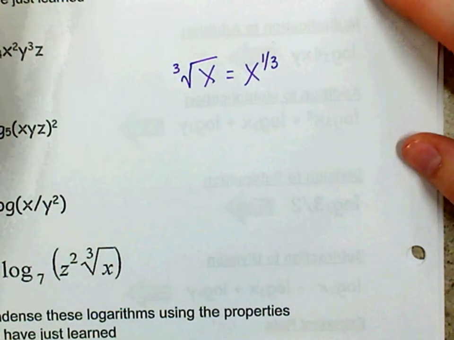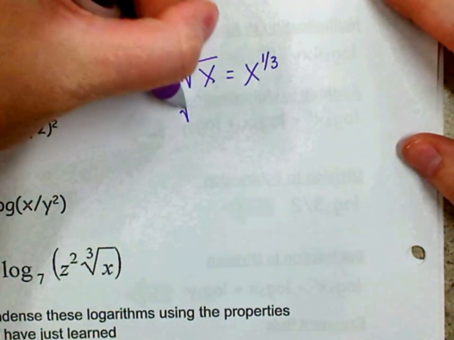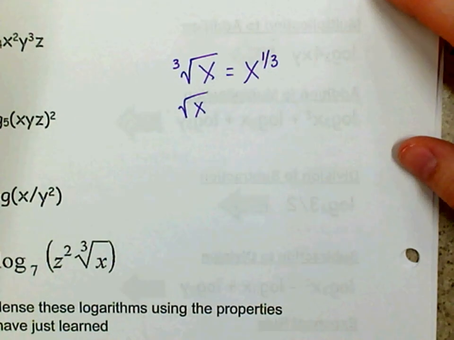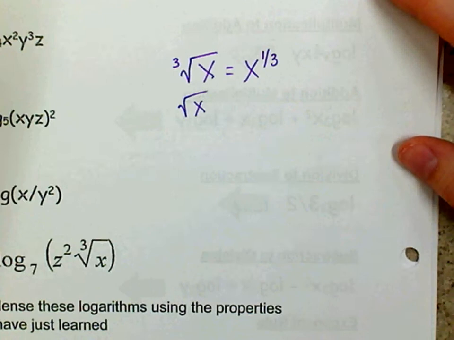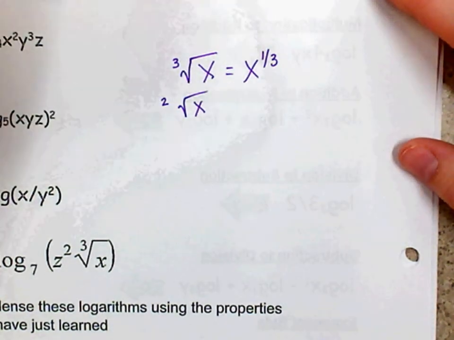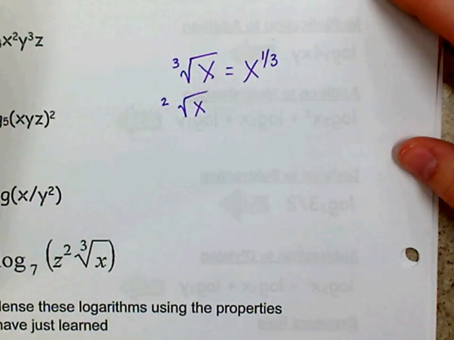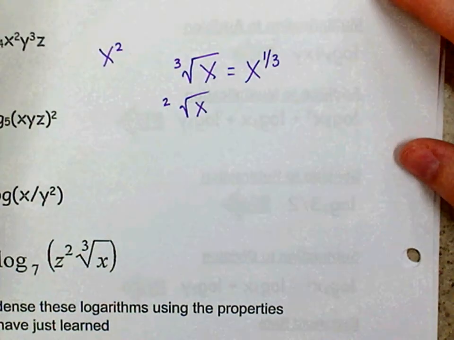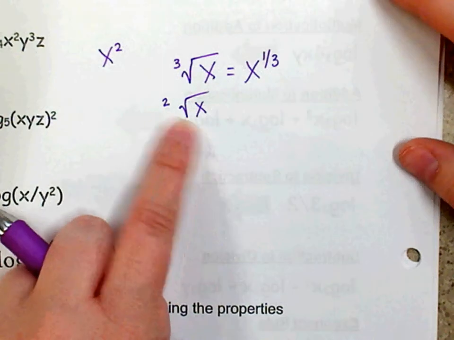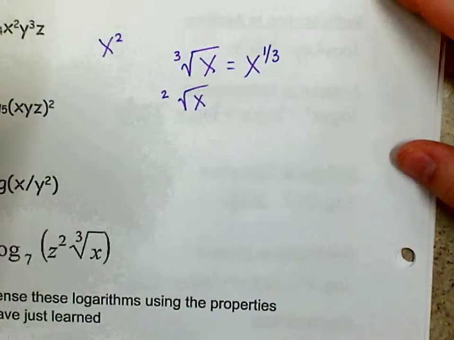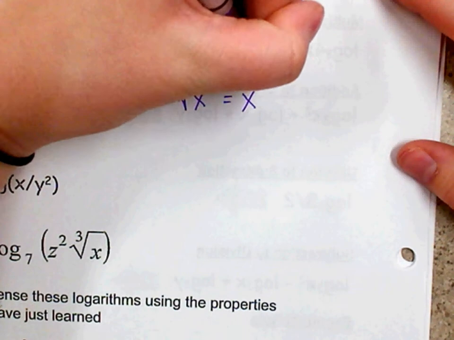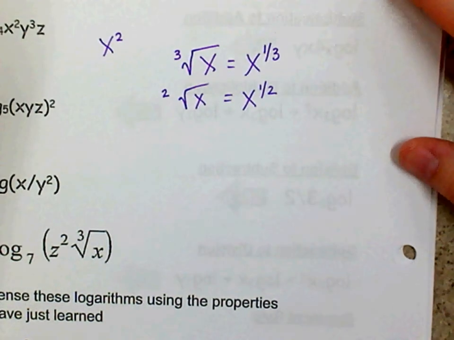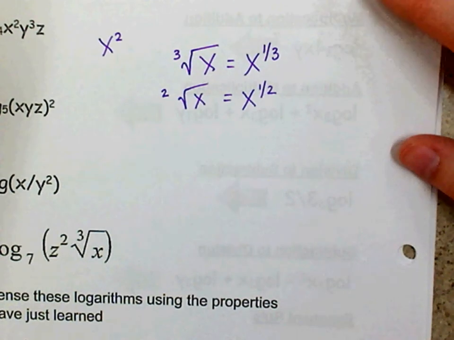Another example you'll probably see in your homework is a regular square root. If you have just a square root, that's the same thing as if there's an imaginary 2 out there. Because if you square something, it'll be x to the 2nd power. So that's why a square root has an imaginary 2 right there. If you were to rewrite that, it would be x to the 1 over 2. That's how several of the problems are going to be on your homework.